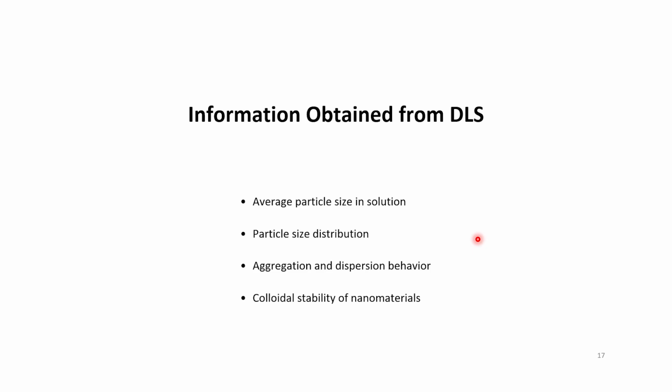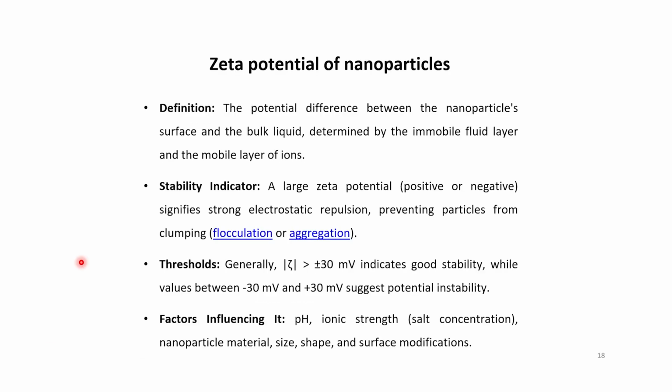If these are well spaced, how fast they are moving. If they are aggregated, how fast they are moving, and you obtain information based on that. And then colloidal stability of materials. As it measures from the nanoparticles moving in Brownian motion, dynamic light scattering is measuring that. So, it can also measure the colloidal stability of nanomaterials. What is zeta potential of nanoparticles? This can also be measured via the same instrument from the dynamic light scattering.